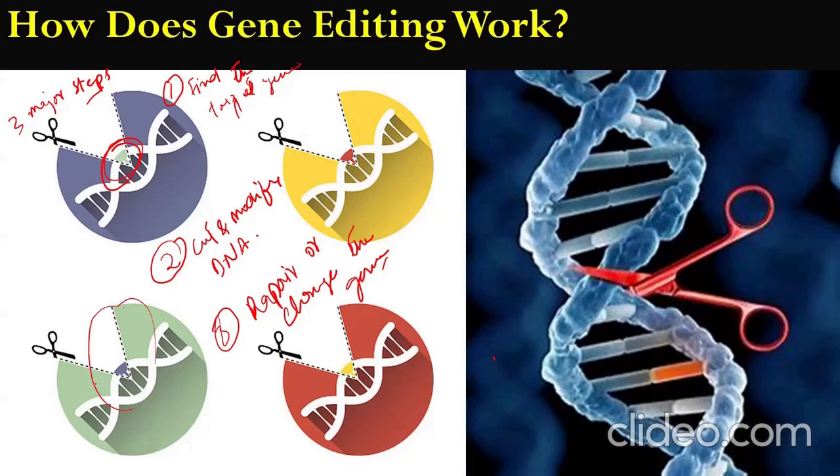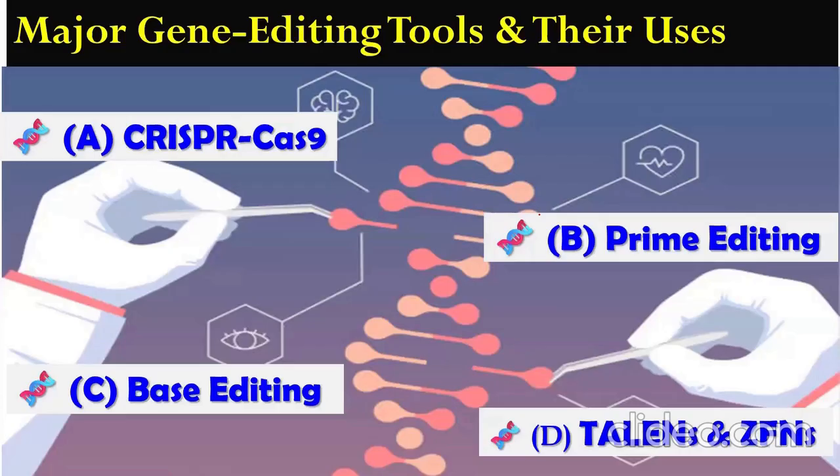So scientists locate a specific gene they want to edit using genome sequencing methods. Then they use editing tools to make a cut at the specific location in the DNA. Then the cells naturally repair the break, and scientists guide the repair by insertion, deletion, or modification of genes. So gene editing works like a cut and paste method.